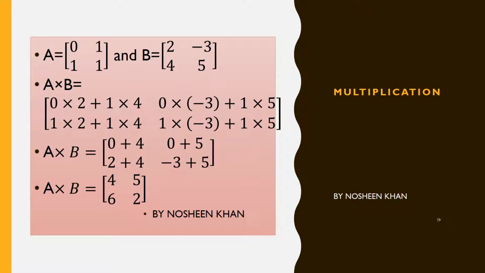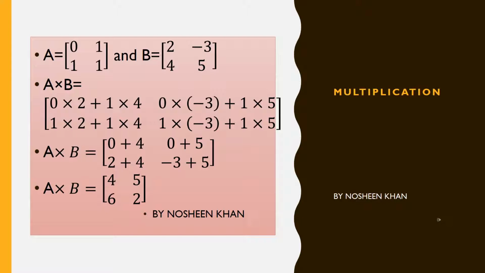Multiplication of matrices. Here I have an example. A is equal to 0, 1, 1, 1 and matrix B is equal to 2, minus 3, 4, 5. So A cross B is equal to: the first row of matrix A is 0, 1. I will multiply this to the first column of matrix B, 2, 4. So 0 multiplied 2 plus 1 multiplied 4. Now the second row of the matrix A is 1, 1. I will multiply this to the first column of the matrix B, 2, 4. So 1 multiplied to 2 plus 1 multiplied to 4.